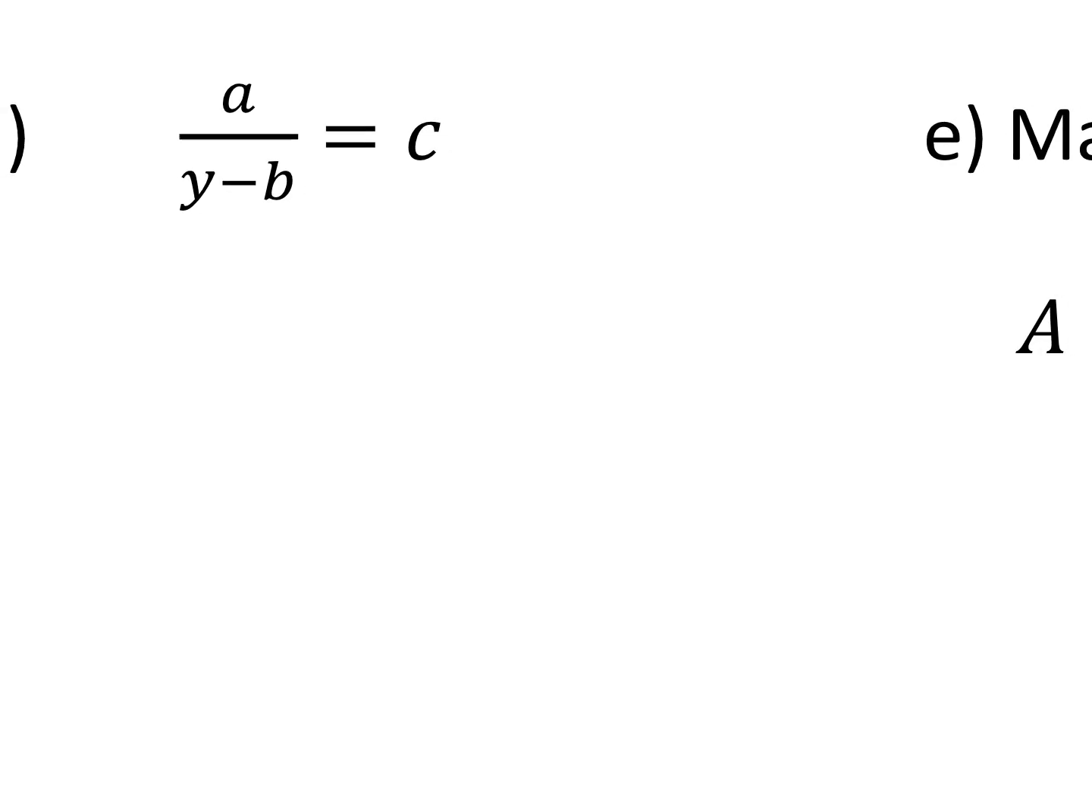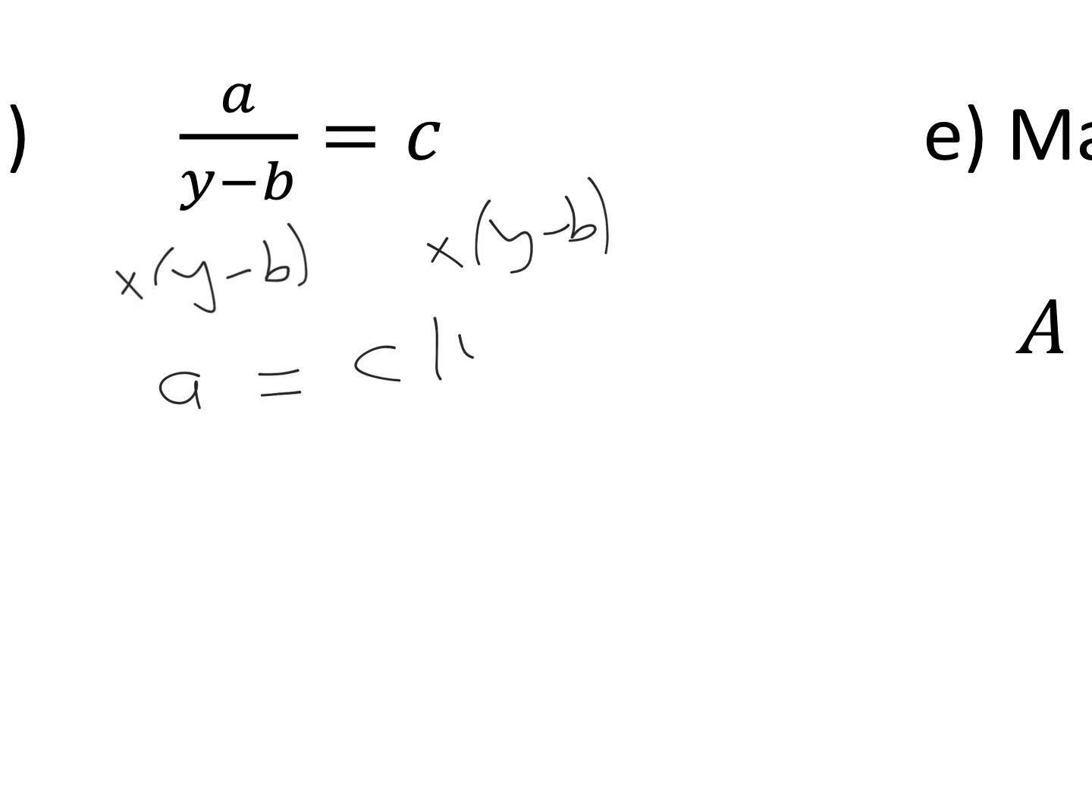We want to get rid of this here on the denominator, so we'd multiply both sides by y minus b. I suppose we could put that in a bracket. The left hand side would now just be a. The right hand side would be c, and then it's also multiplied by y minus b to balance out. So it looks like that. You now have two options, but I would recommend expanding that bracket.